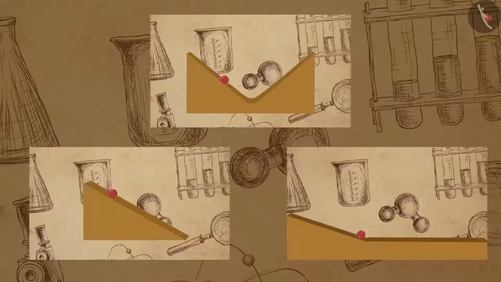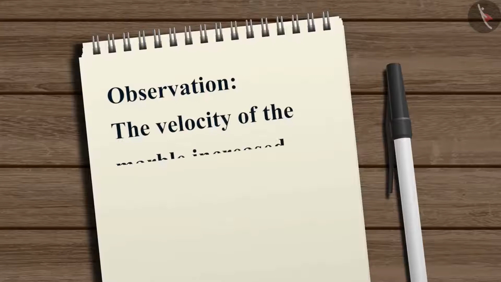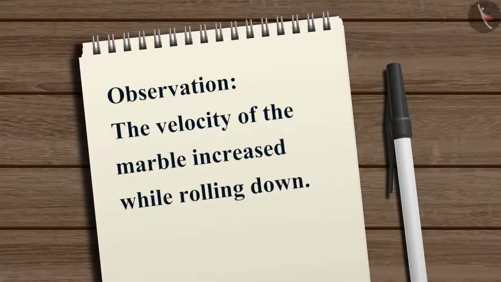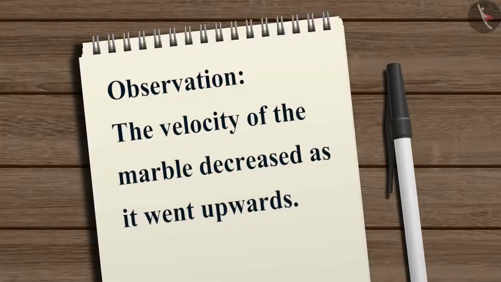Let us take a look at an experiment performed by Galileo. He took a marble and released it from the top of an inclined plane. He observed that the velocity of the marble increased while rolling down. Again, he took the same marble and this time tried to make it climb up the inclined plane. This time, he observed that the velocity of the marble decreased as it went upwards.